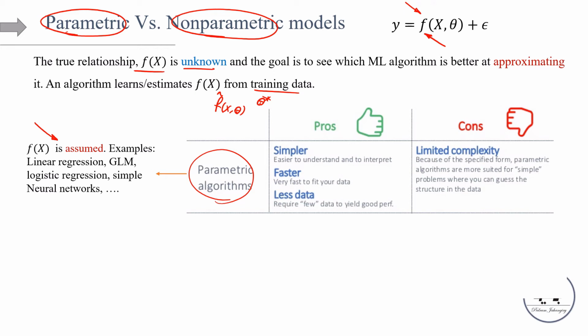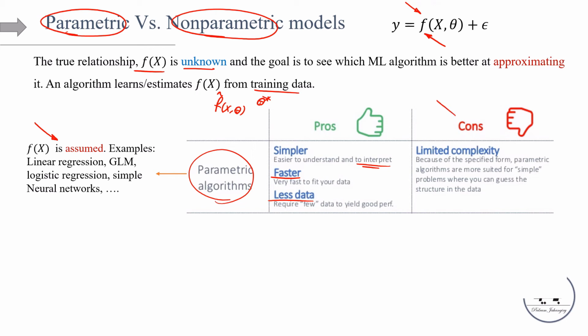So what are the advantages of doing that? It's going to be simpler, right? It's easier to understand and interpret. This is important. If you wanted to have an interpretable model, then you may better use a parametric model. Not all the parametric models are interpretable though, but they're a lot more interpretable than the non-parametric models. It is going to be faster, basically because there's a functional form. Sometimes there's a closed form solution for the optimization, and the algorithm is going to figure out the answers a lot faster. And for that, it's going to require less data, right? So these are the advantages.